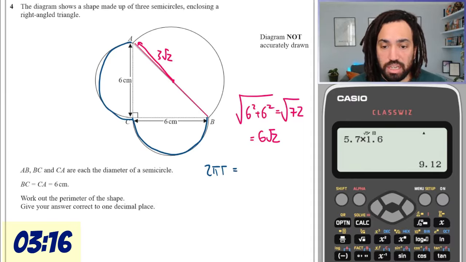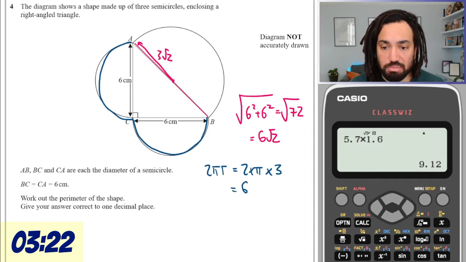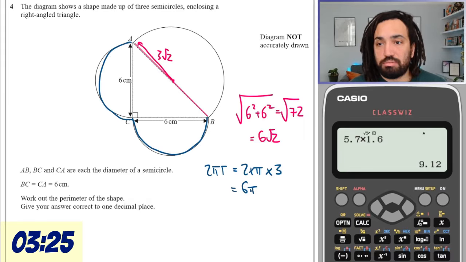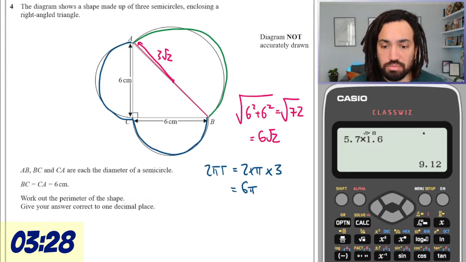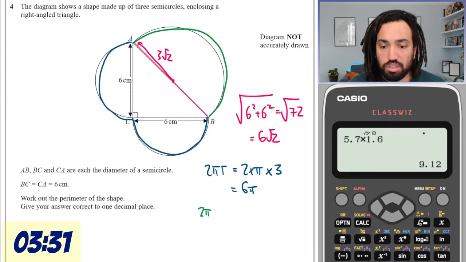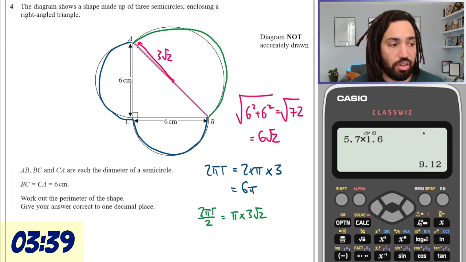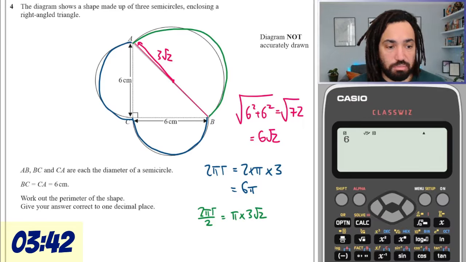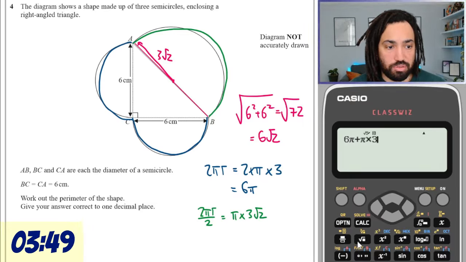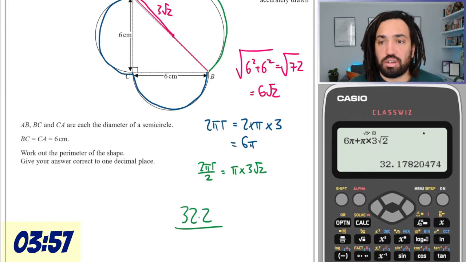Okay, so let's work out this bit here. So that was 2 pi r, so that's 2 times pi, and the radius would be 3. So that's 6 pi is the blue bit. And then this green part is going to be 2 pi r, but it's half of the circumference. So it's just pi times by r, and we've said the r is 3 root 2. So the whole thing should be 6 pi plus pi times 3 root 2. So we get to one decimal place an answer of 32.2. Okay, great.